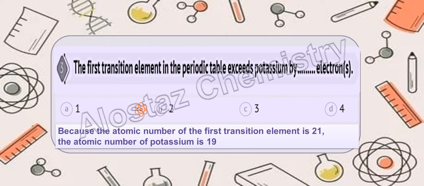I think it's an easy question, but we need to know the transition elements start with atomic number 21, the first one in the transition elements as well. Okay, this is question number 3. Let's go to question 4.